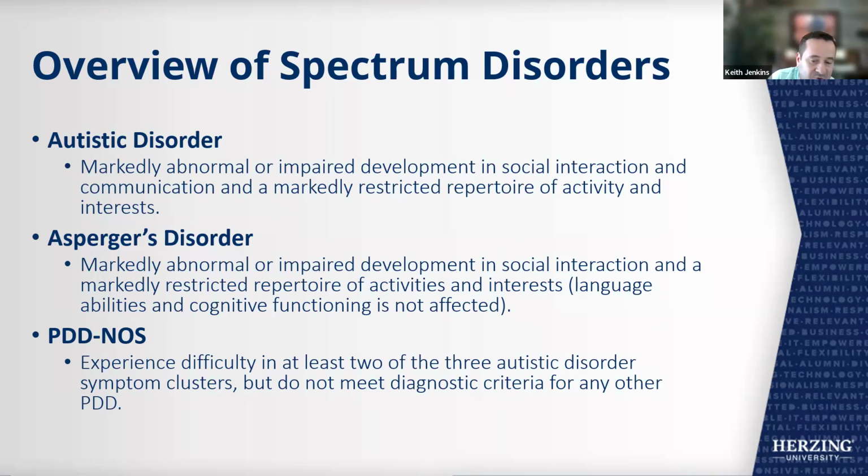So, pervasive developmental disorder, not otherwise specified. That's just sort of a generic term. It's reserved for those who experience difficulty in at least two of the three autistic disorder symptom clusters, but they don't necessarily meet the criteria for a complete diagnosis of ASD.